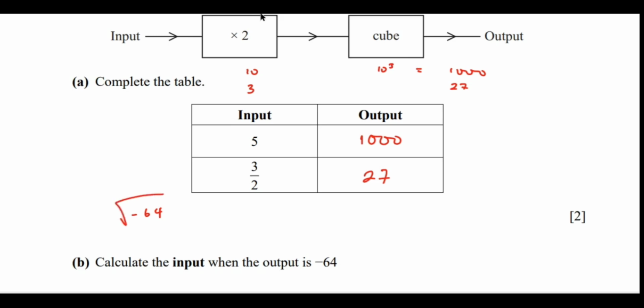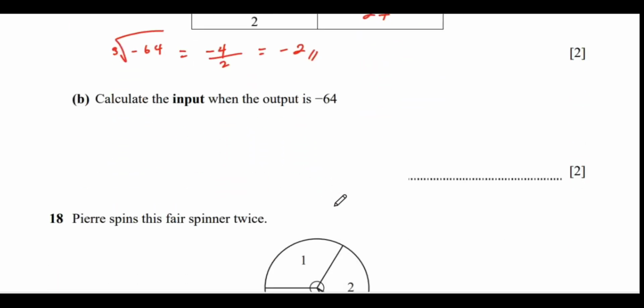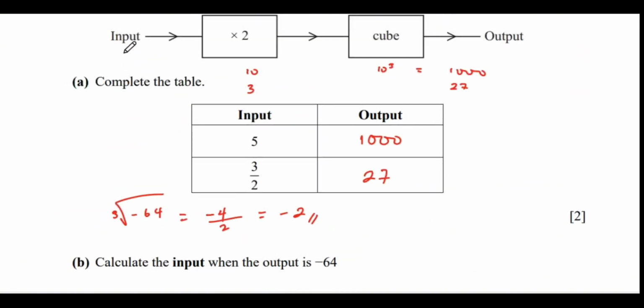So cube root of minus 64 is going to give us minus 4. Okay, because minus 4 times 4 will give us 16, and 16 times minus 4 will give us minus 64. Okay, so with this minus 4, instead of multiplying by 2, we are now going to divide by 2, so that will give us minus 2. So minus 2 becomes our answer. Okay, so you can as well try it. If minus 2 is the input, minus 2 times 2 will give us minus 4, and minus 4 cube will give us minus 64.